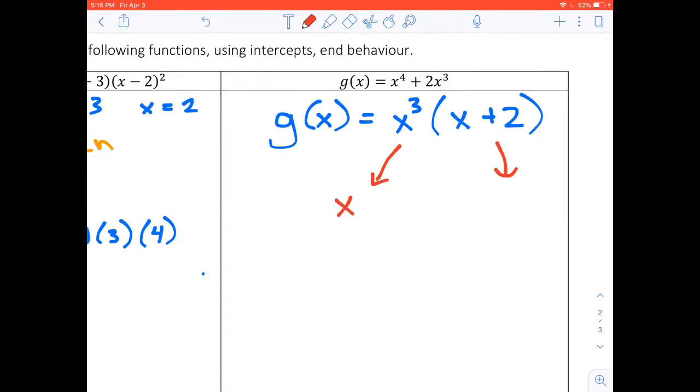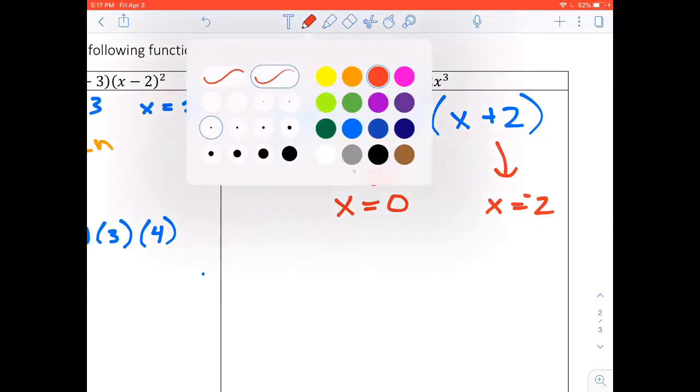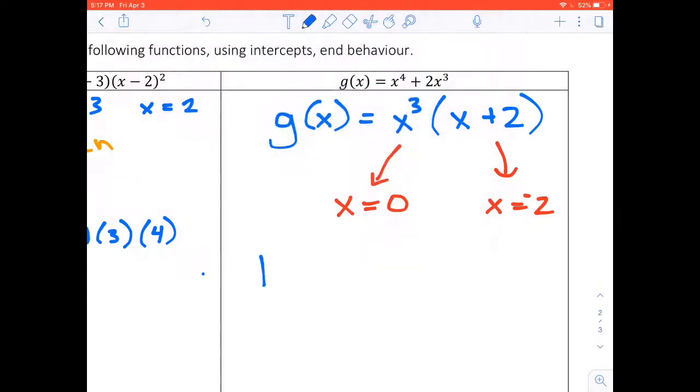So over here, it'll be 0. For this one, it will be negative 2. So the x-intercept of 0 has an order of 3, so it should act like a twist, a cubic function at that spot. And the x-intercept of negative 2 should act like a linear equation because it has an order of 1. A couple other pieces of information that are important would be the degree.